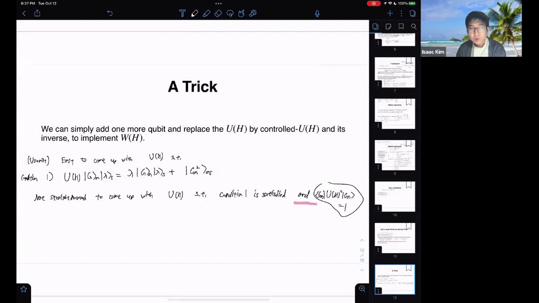So to actually make use of this condition that we did a lot of work deriving, we need to do a little bit of extra work. And what we need to do is, given U of H, we need to be able to implement W of H such that this condition is satisfied. If we square W of H and then take the expectation value with respect to G lambda, then we get one. Okay, so that's what we need to do.